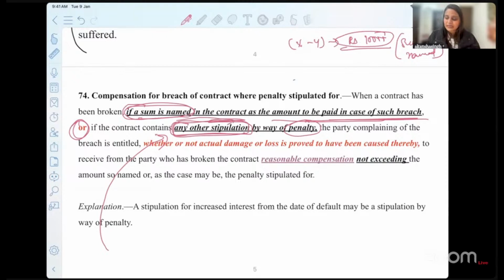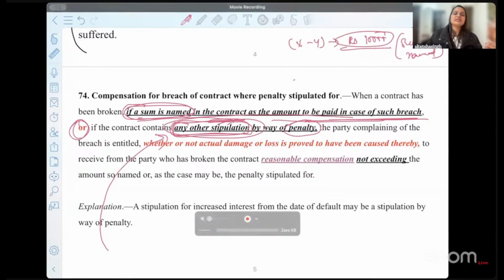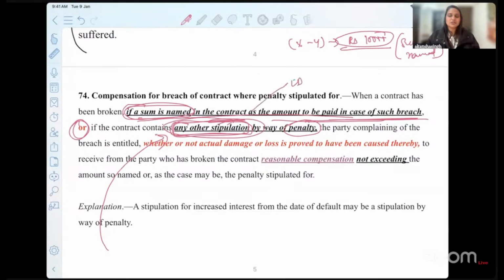Okay, this is the area where we have interpreted and come up with different concepts. So first, which one is liquidated damages? This one is, because we have named a sum of money that in case breach happens, this amount will be paid. So this is liquidated damages. The second is any other stipulation which can be by way of penalty.